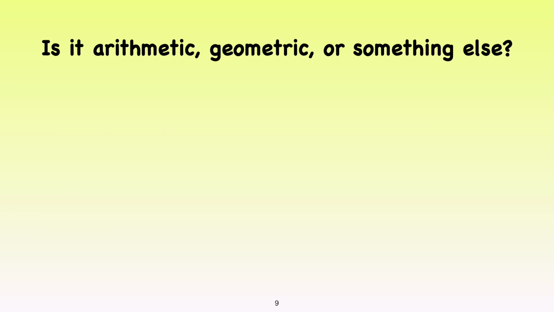Now, there are 2 tests you can apply to decide if a sequence is either arithmetic or geometric. You'll need to do these 2 tests between 2 different pairs of terms. The terms do have to be next to each other.